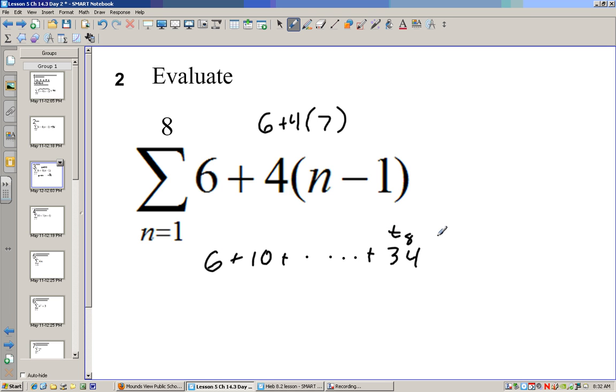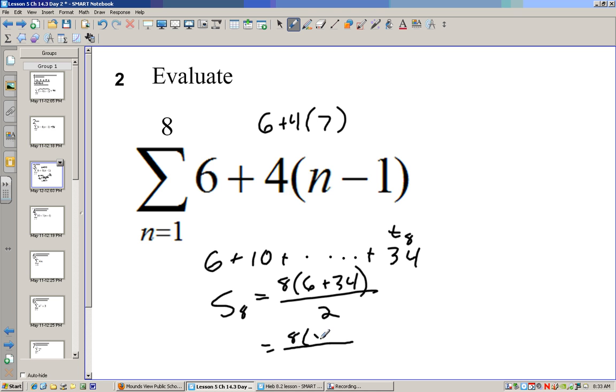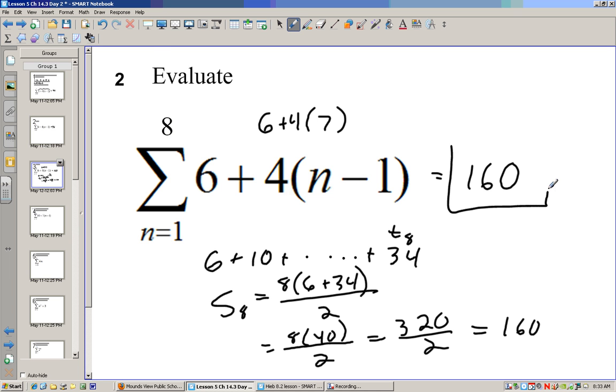This is an arithmetic series, so we can add this up. S sub 8 is going to be our n, which is 8, times our first term, which is 6, plus our last term, which is 34, all divided by 2. So this would be 40. 8 times 40 divided by 2. This is 320 divided by 2, or 160. So the sum of the first 8 terms of this equation is going to be 160.